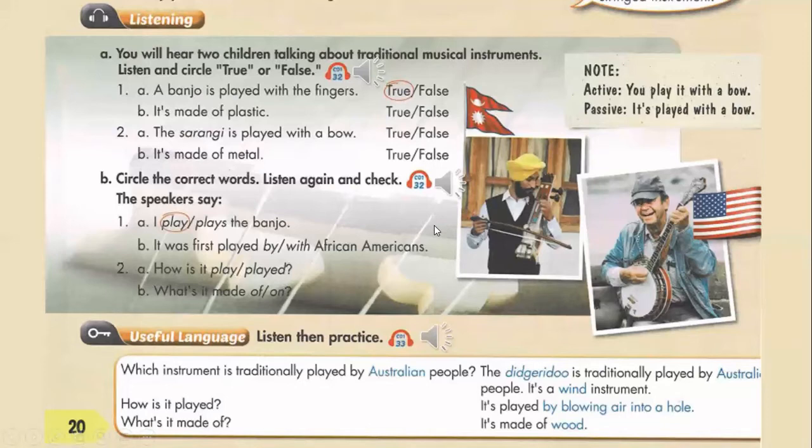Today we're talking to two children about traditional instruments from their countries. Hello, what's your name and where are you from? Hi, I'm John. I'm from the USA. Okay, John, what instrument do you play? I play the banjo. What's a banjo? Well, it's a stringed instrument. It was first played by African Americans, but now a lot of people play it. How is it played? It's played with the fingers. And what's it made of? It's made of wood or metal.